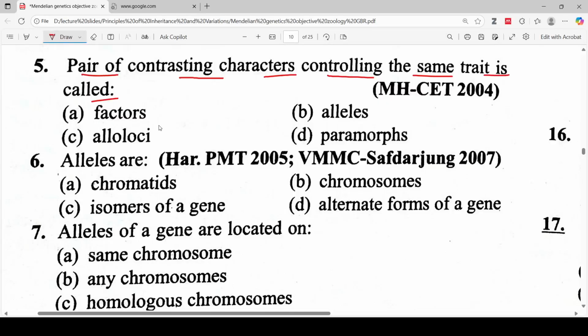so write the correct answer in the comment section before I tell you the correct answer. Again I'll repeat the question. A pair of contrasting characters controlling the same trait is called option A, factors, option B, allele, option C, allology, option D, paramorph. So the correct answer is allele. Next question.